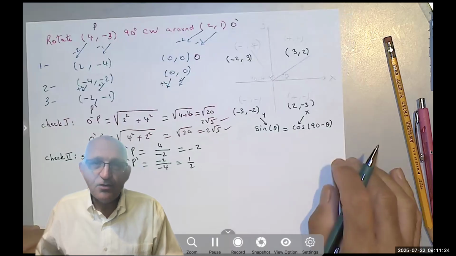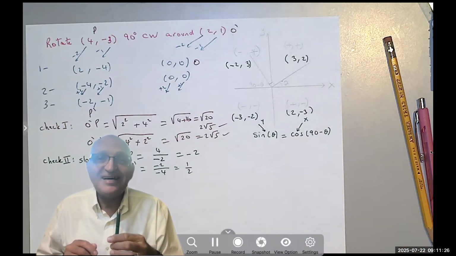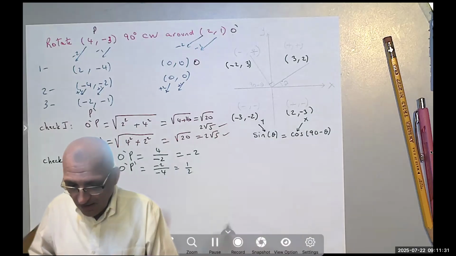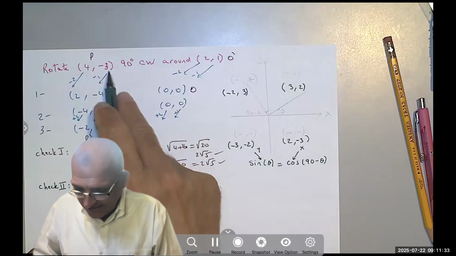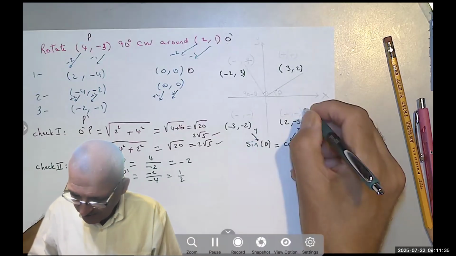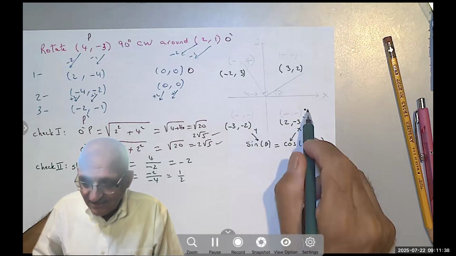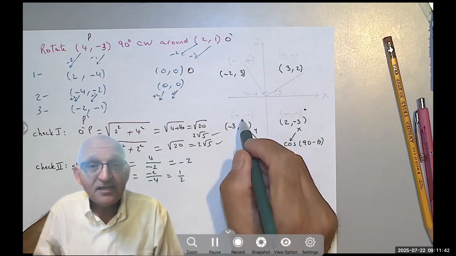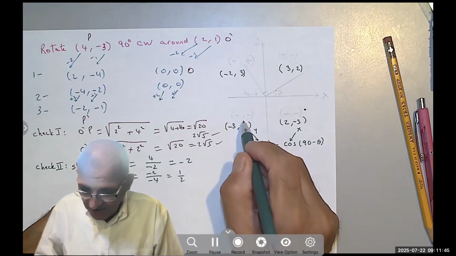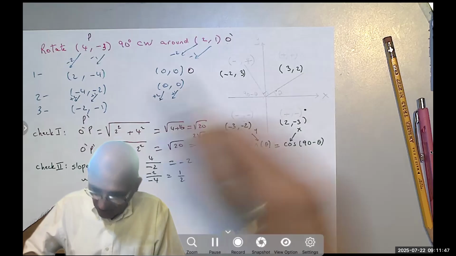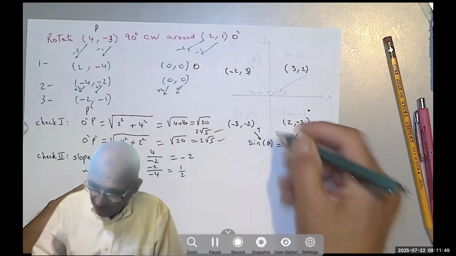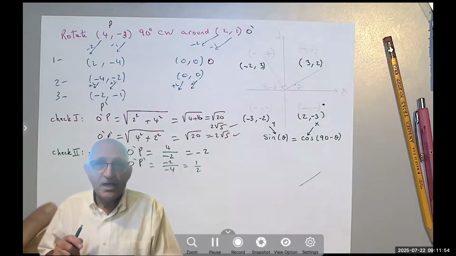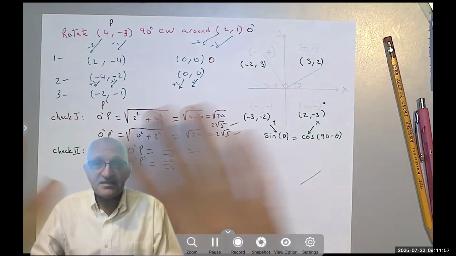Check number 3, which is because maybe you rotated 90 degrees, but you went counterclockwise, not clockwise. The original point was 4 and negative 3, meaning here. And when you rotated, if you rotate clockwise 90 degrees, you should end up in the third quadrant, meaning both are negative. Yes, both are negative, so I really rotated clockwise. If they were both positive, it means I did it incorrectly. Okay, so that's a point.